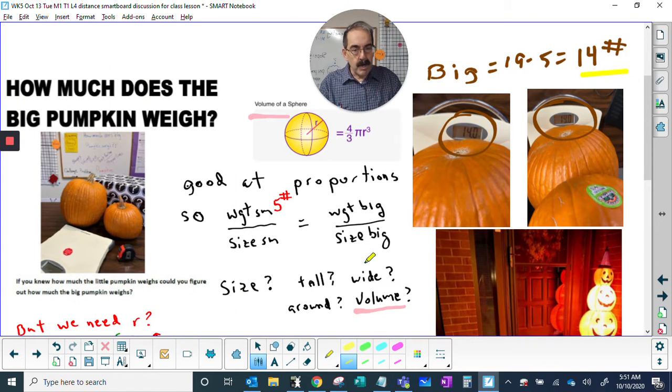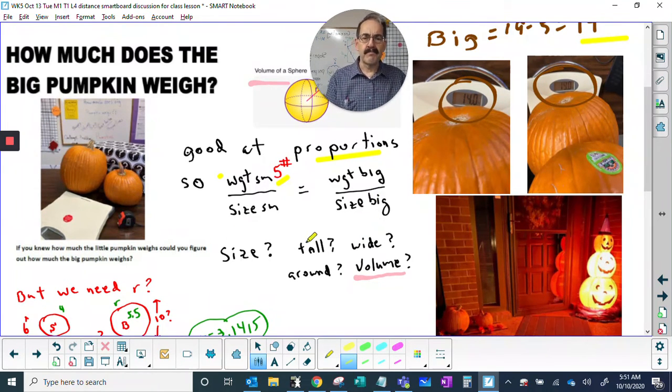Lots of people turned in predictions and guesses and mathematical equations. I want to show you why I really like this problem. All of you studied proportions, okay? If we know the weight of the small one, 5 pounds, if we could figure out a relationship between the size of the small pumpkin and the size of the big pumpkin. So we did some measurements, right? And we talked about how tall, how wide, how far around.